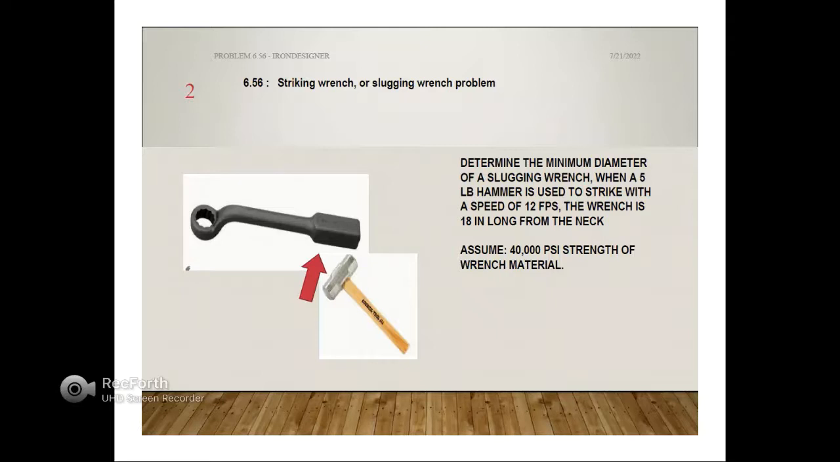So in this case, you're asked to determine the rod diameter of the slugging wrench. The weight of the hammer is 5 pounds. That is striking the slugging wrench with a speed of 12 feet per second. And the length of the wrench is 18 inches long from the neck. The strength of the wrench material is 40,000 psi.